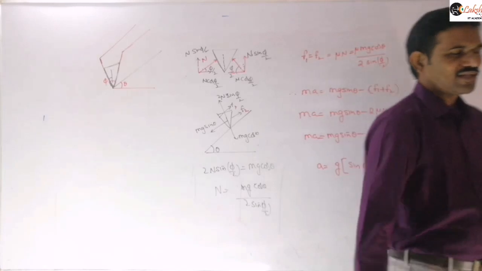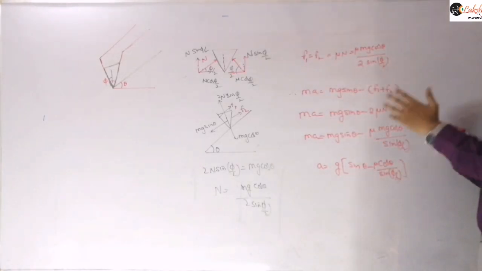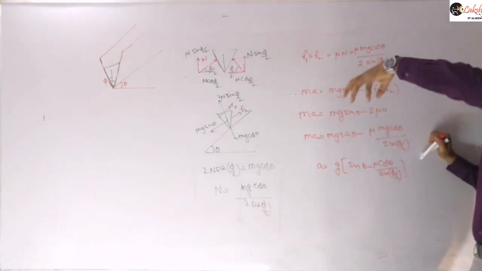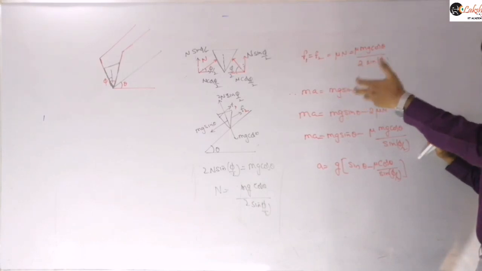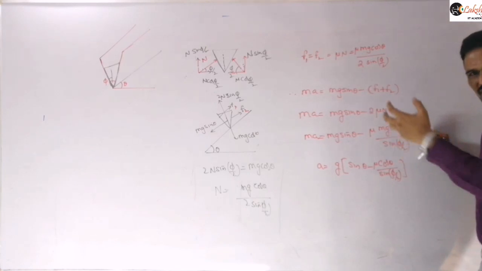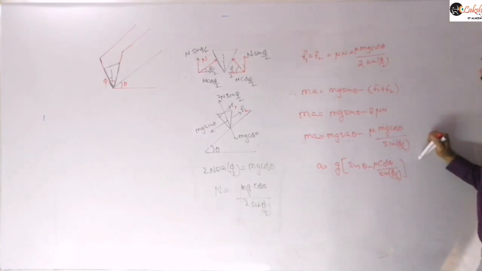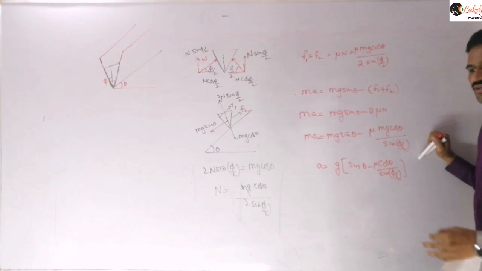Sometimes that angle phi will be given as 90 degrees. If it is 90 degrees, like a rectangular block or a square block, you can also place it in between them so that it will start sliding down, right? So there is a way of solving these problems.